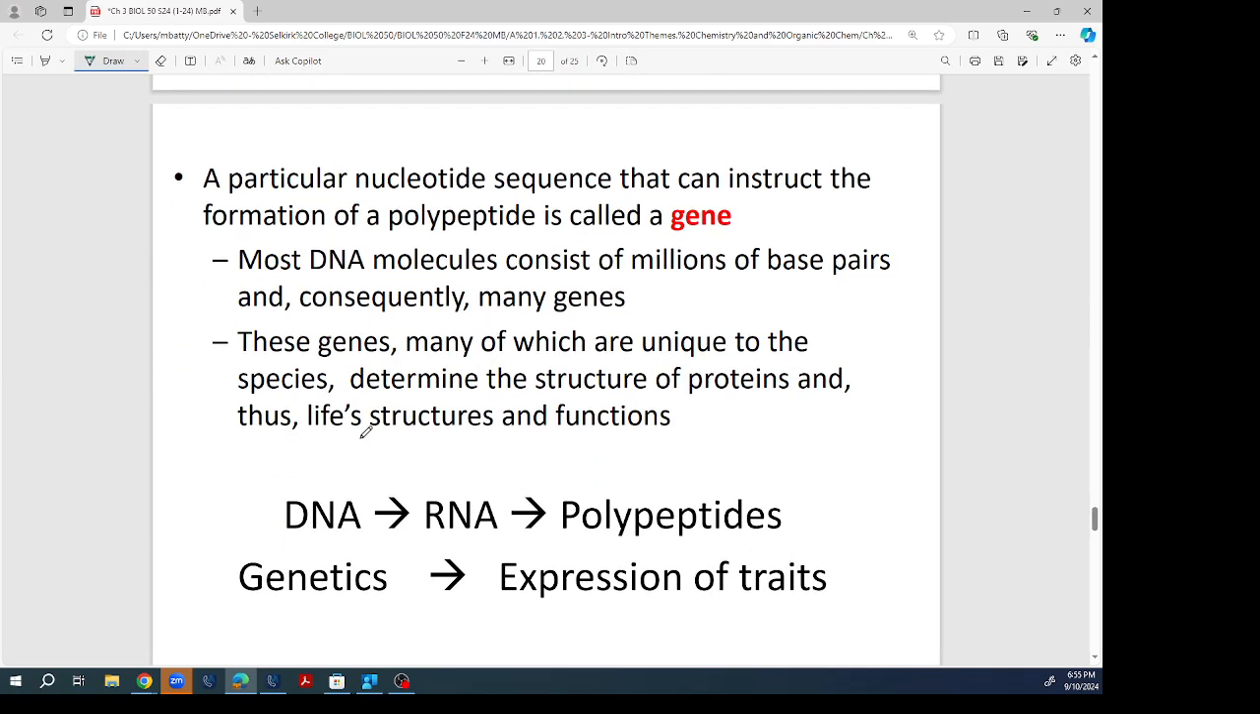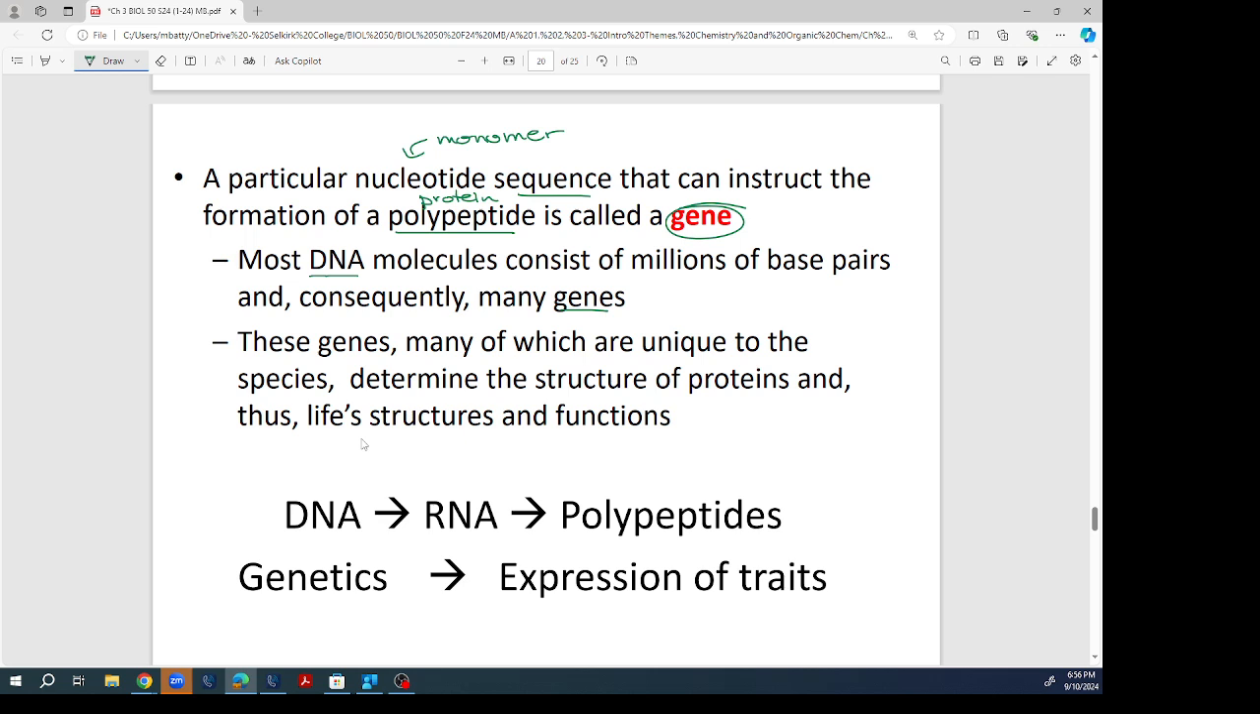If we were to, again, summarize how they work, a particular nucleotide sequence, remember that's the monomer, can instruct the formation of a polypeptide or a protein. So that sequence is called a gene. And you might have genes that code for eye color or hair color or any of these things, right? Mostly we have millions of base pairs and many genes in DNA molecules. They're really what gives all of the variability to us.